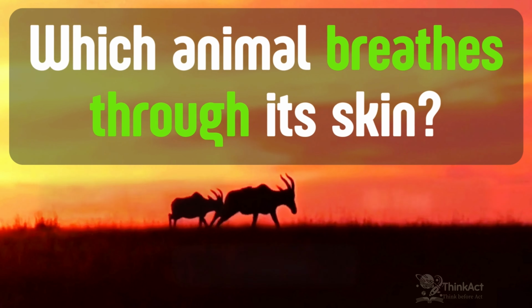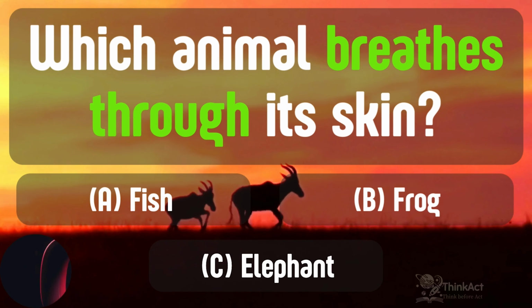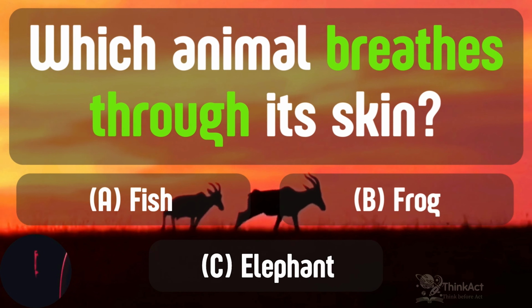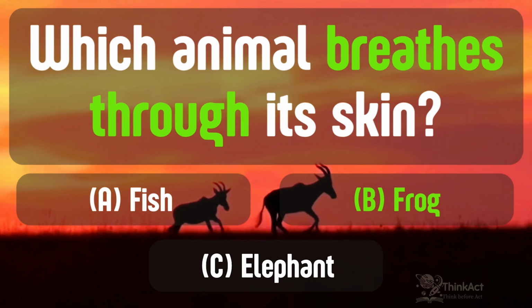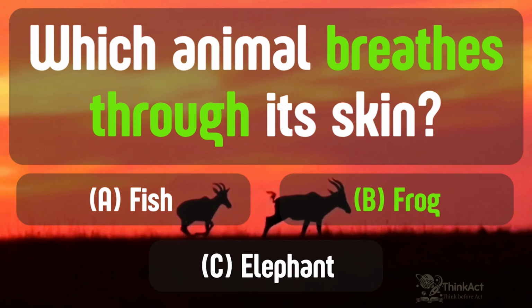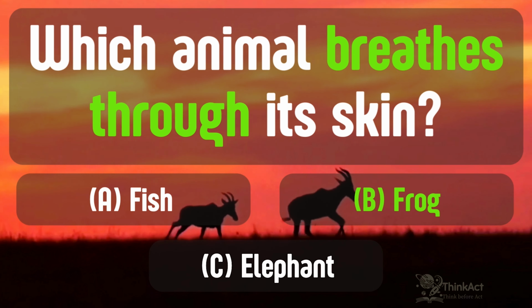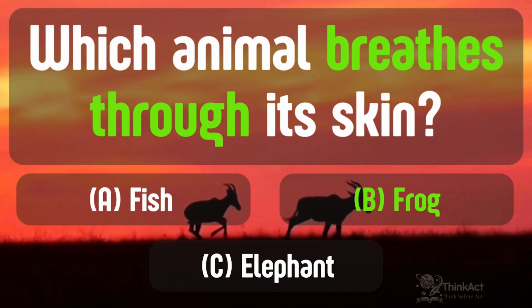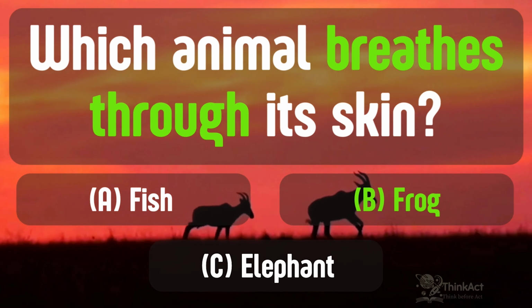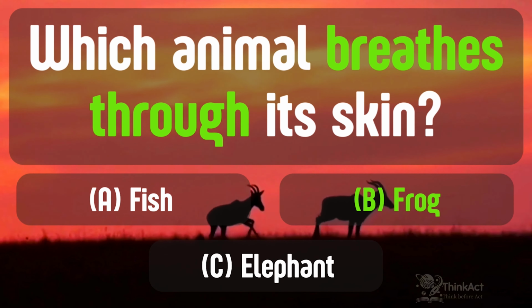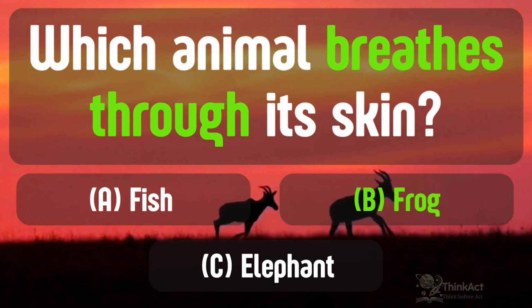Which animal breathes through its skin? The answer is option B, frog. Organisms that can breathe through their skin have moist skin. Earthworms and amphibians, such as frogs, breathe through their skin.